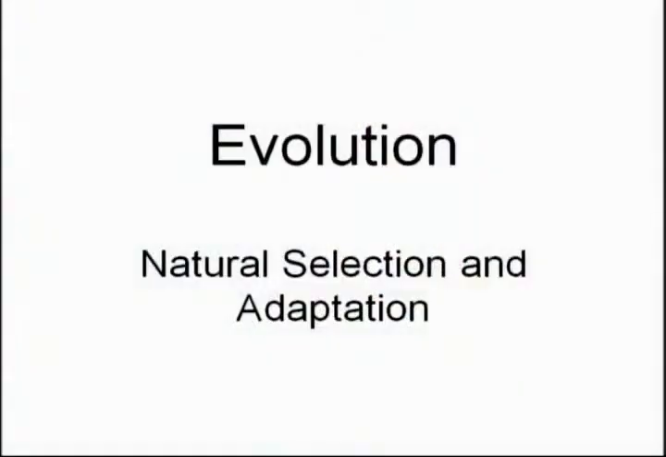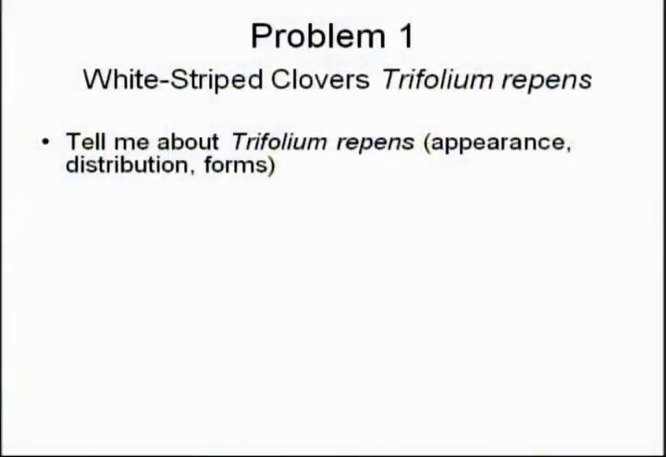Okay, we're starting a new section, evolution and diversity. So the first problem we will deal with is natural selection and adaptation. Problem 1 is entitled the white striped clover, Trifolium repens. So what I'd like is those of you who have read it, tell me a little bit about this plant, about its distribution, about its appearance, and some of the different forms that it has.